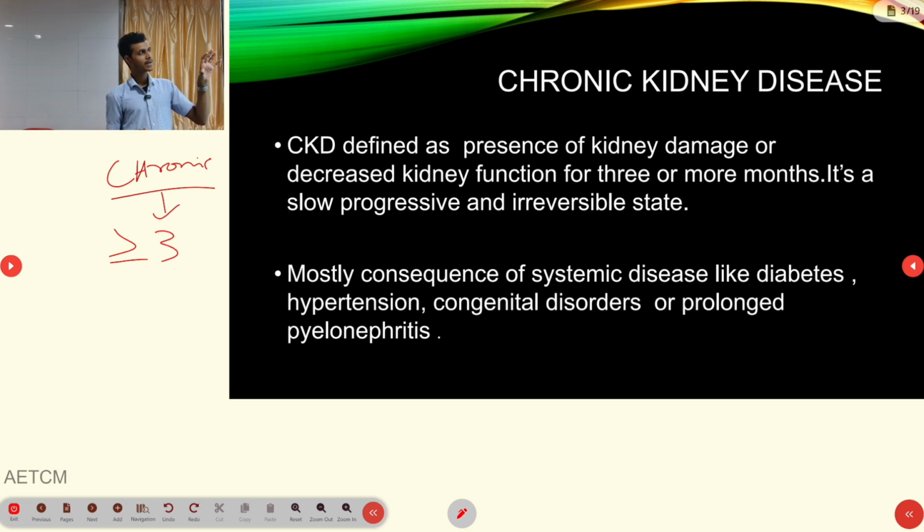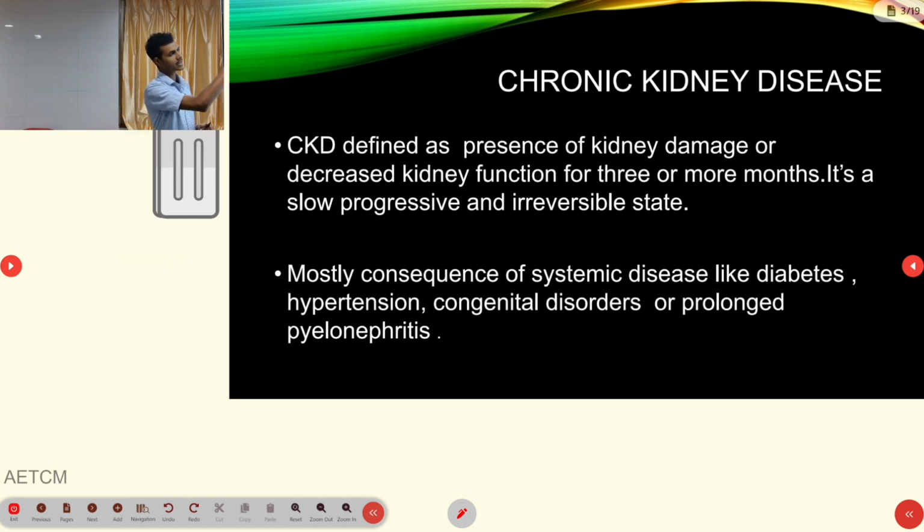Okay, if you apply this concept to our renal system, decreased renal function or kidney damage that is present for 3 or more than 3 months is called chronic kidney disease. Okay, the term is very simple, remember that 3 or more than 3 months is called chronic. If the kidney damage or the decreased renal function is present for 3 months or more, that is called chronic kidney disease.